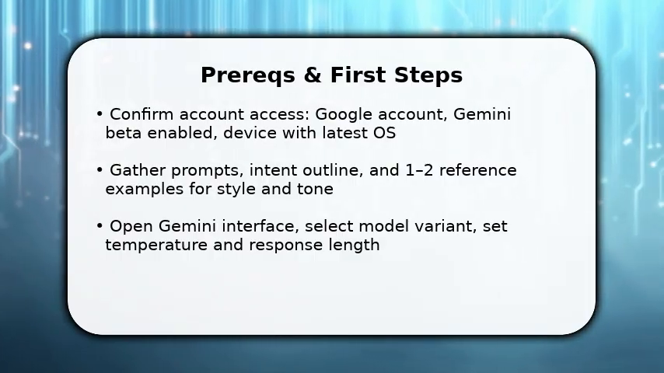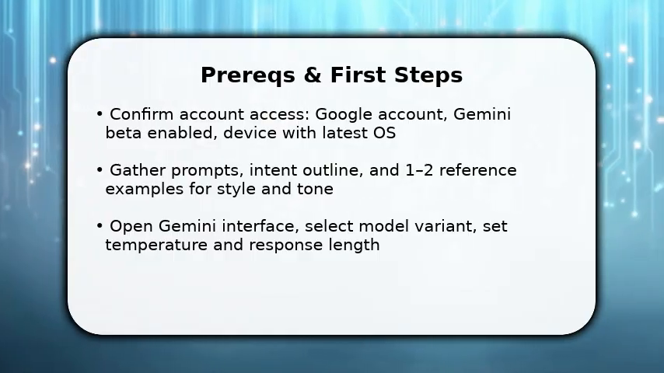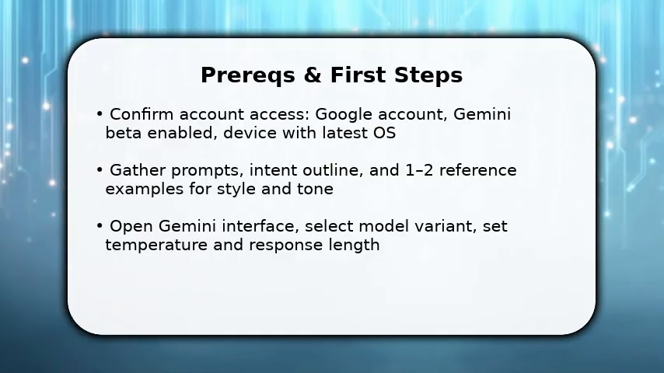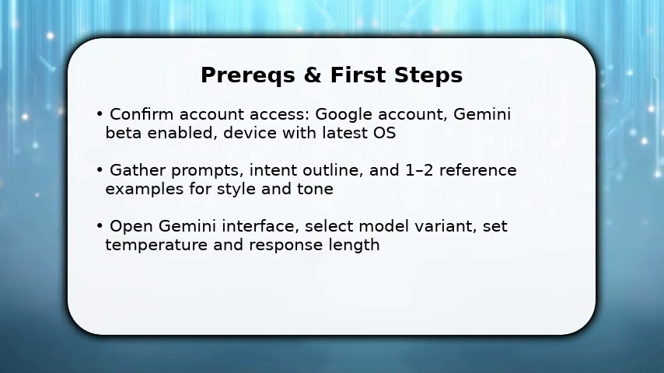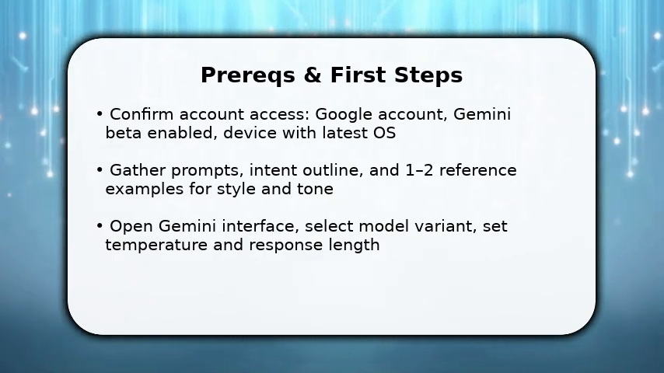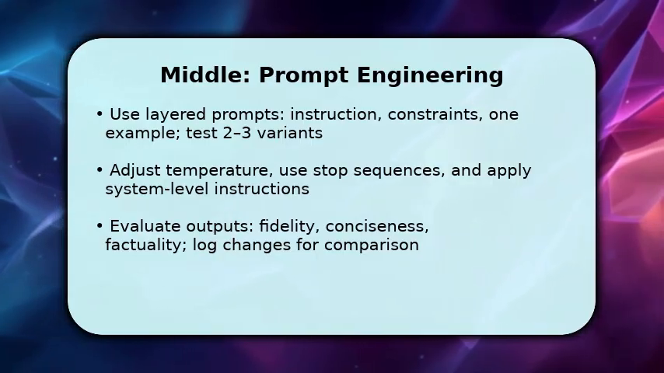Next, open the Gemini interface, pick the model variant that fits your task, and set temperature and response length. This early precision prevents wasted iterations and lets you iterate faster while keeping outputs on target. Once done with setup, you move into detailed prompt engineering and iteration.